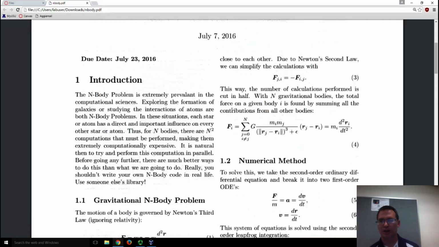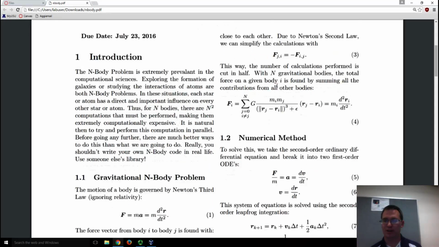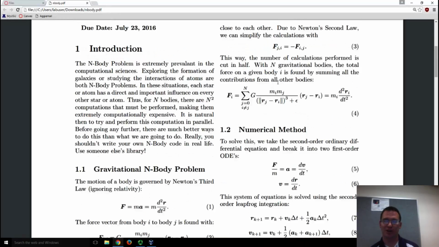So now we can simplify the number of calculations by using Newton's third law by saying that F_ji is equal to the negative of F_ij. So we only have to perform half the number of computations, which is good. And then to get the total force on a body, obviously we just sum everything up. And we get the total force on the body. From there we can calculate the acceleration, the velocity, the position, etc.